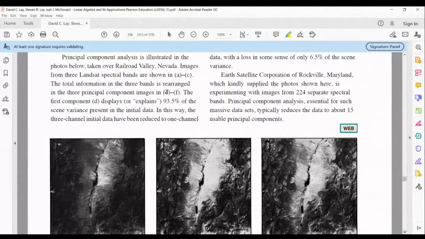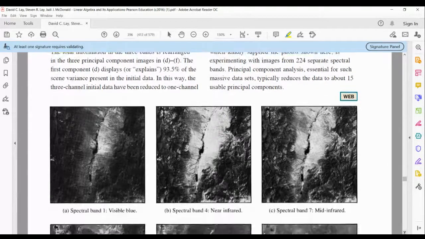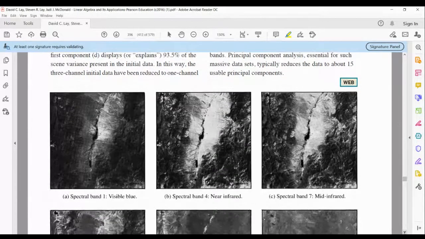They take photos below. They talk about principal component analysis, and again, that relates to optimization. They take images here, and images from 3 spectral bands are shown. Take a look here, 3 spectral bands.